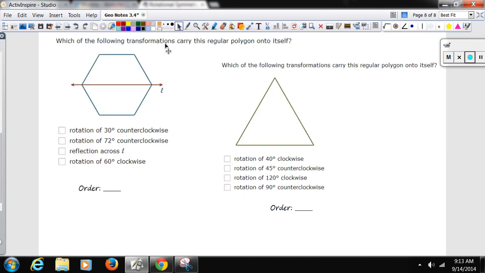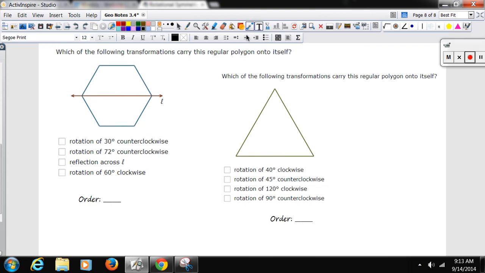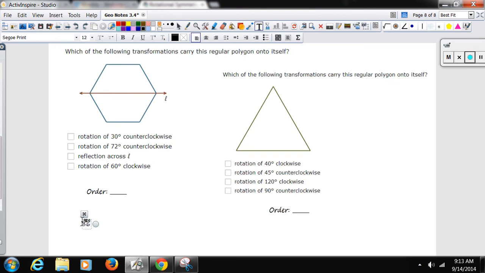Last 2 here. Which of the following transformations carries this regular polygon onto itself? A rotation of 30 degrees. Well, again, we have 6 sides. So if I take 360 again and divide it by 6 sides, I get 60 degrees. So 30 degrees won't do it. 30 degrees would be halfway to a spot where it would work. So that doesn't work. 72 doesn't work, but a reflection across L would work. If you folded this on top, it would land right on top of it. If you flipped over L, this bottom part would be on top and this top part would be on the bottom. That is definitely the right answer there.